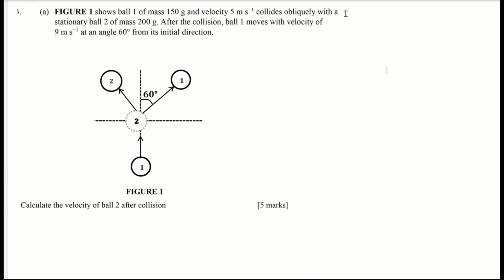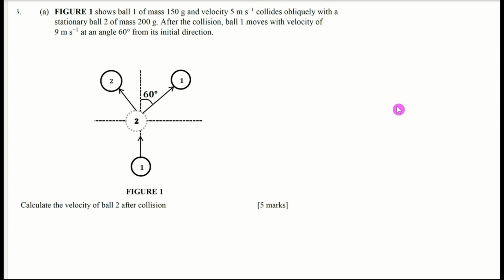Alright. So, now question number 3A. Figure 1 shows ball 1 of mass 150 gram and the velocity is 5 meter per second collides obliquely with a stationary ball, ball 2 of mass 200 gram. Now after the collision, ball 1 moves with velocity of 9 meter per second at an angle of 60 degree from its initial direction. Calculate the velocity of ball 2 after collision. Okay, so we want to calculate the velocity of ball 2 after collision.